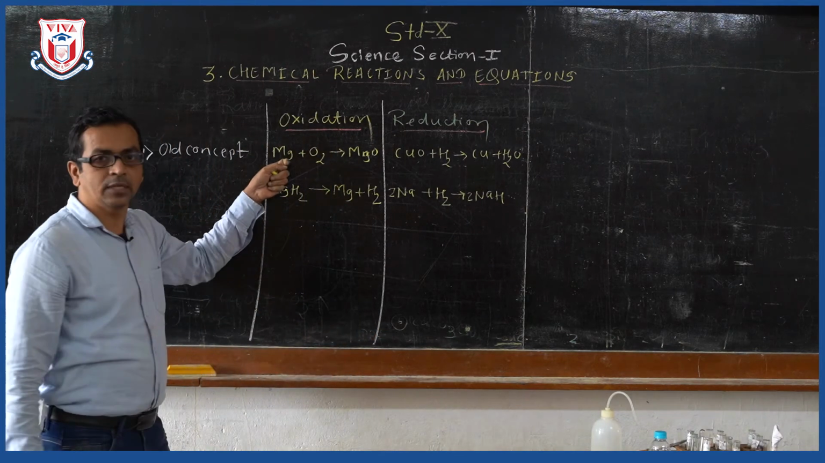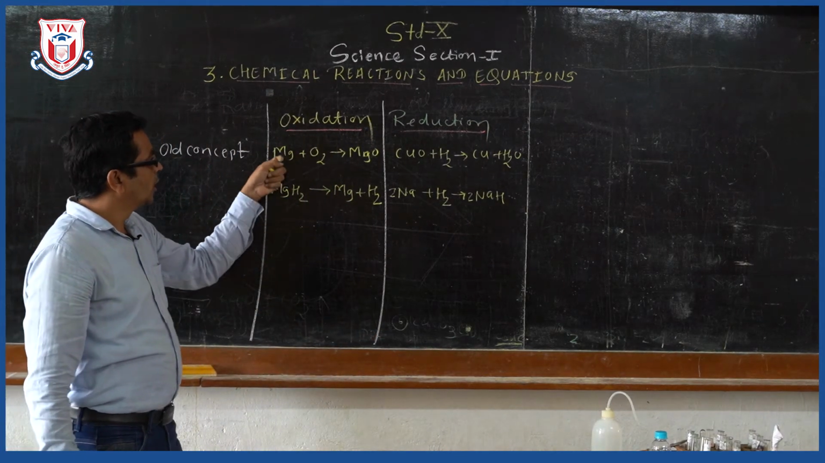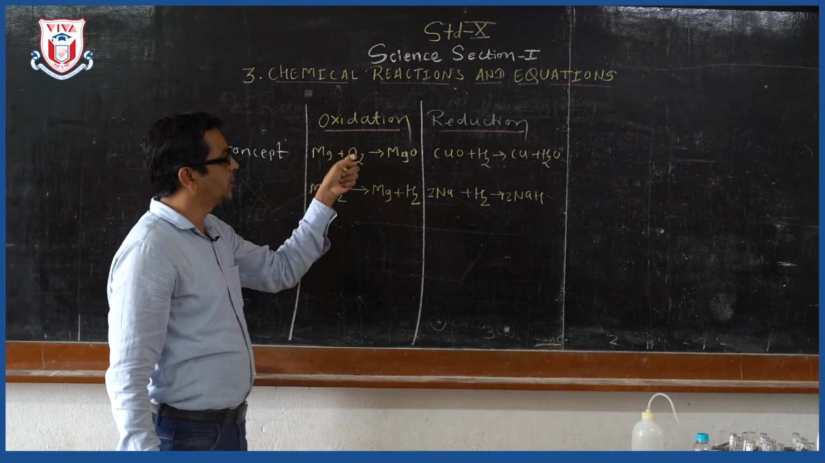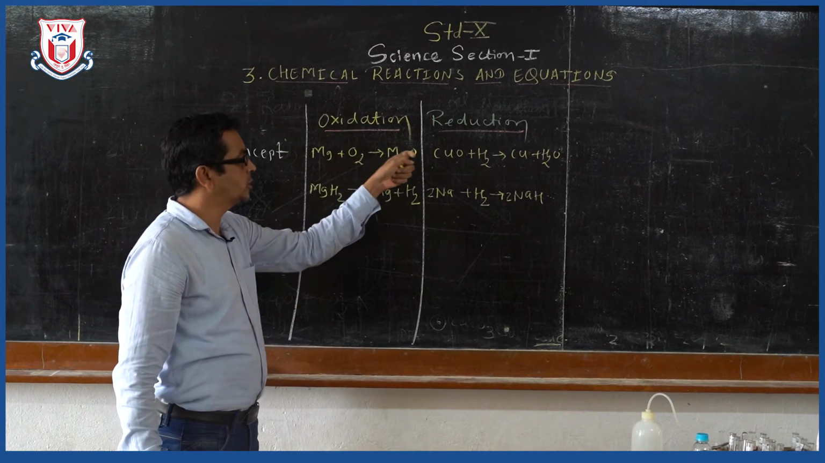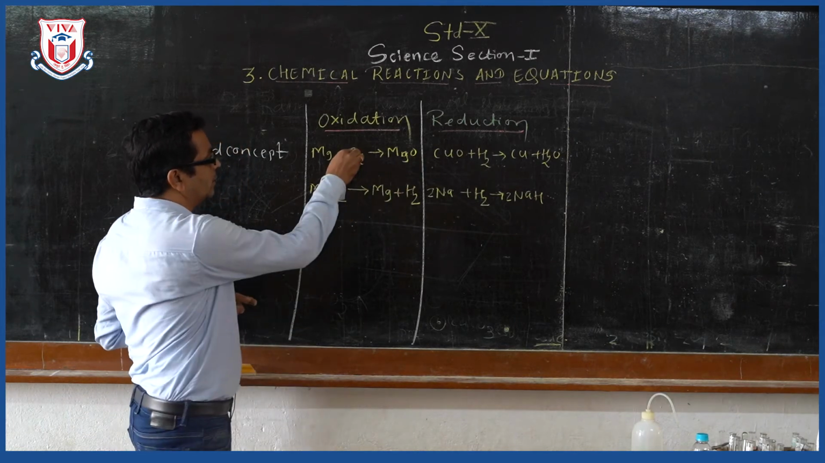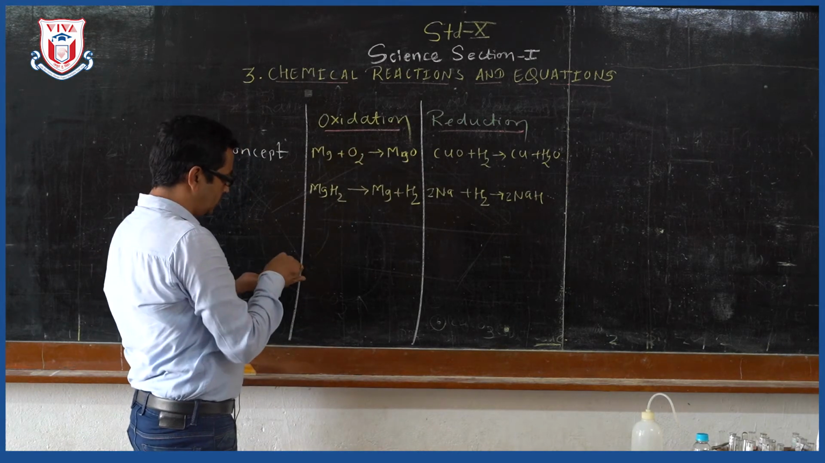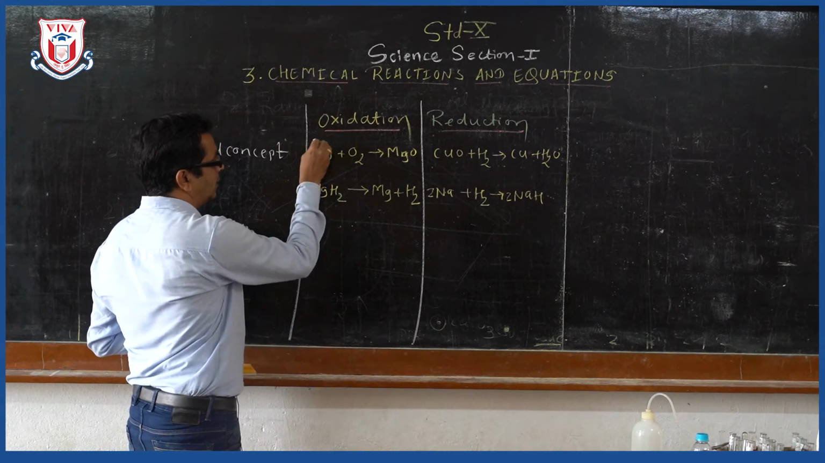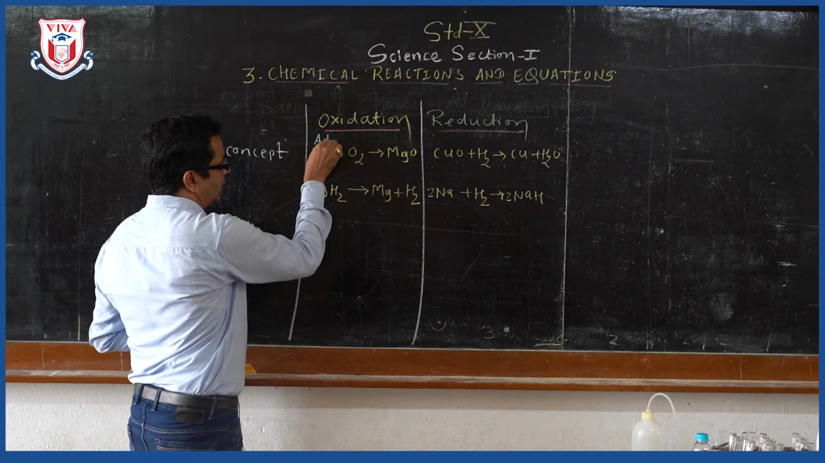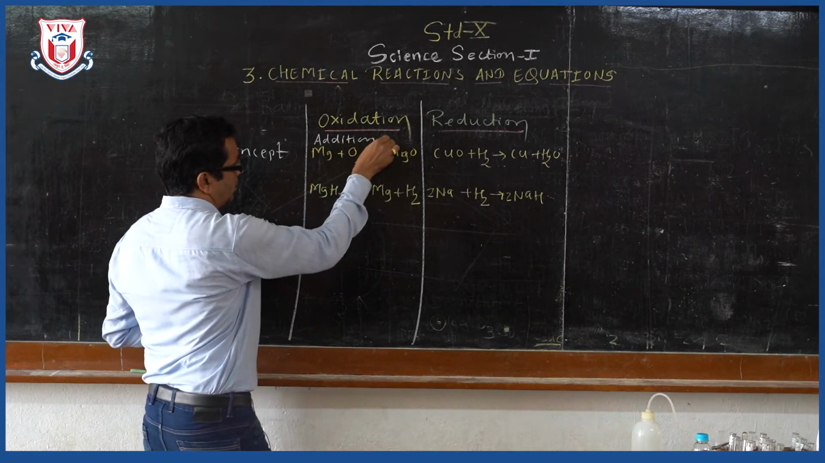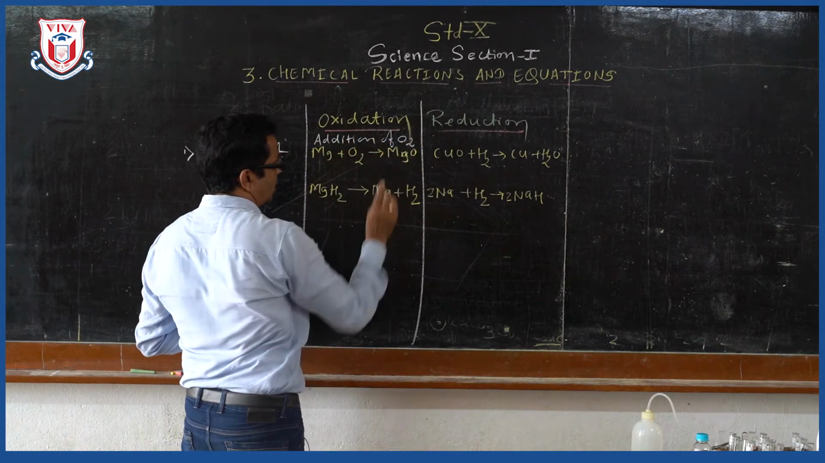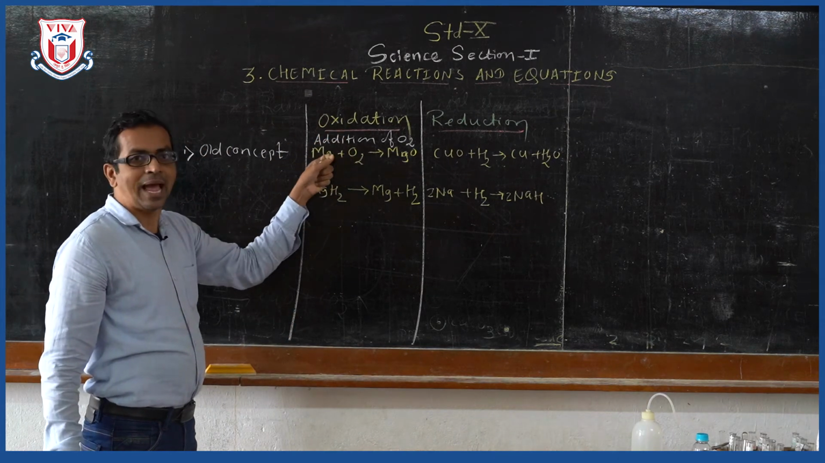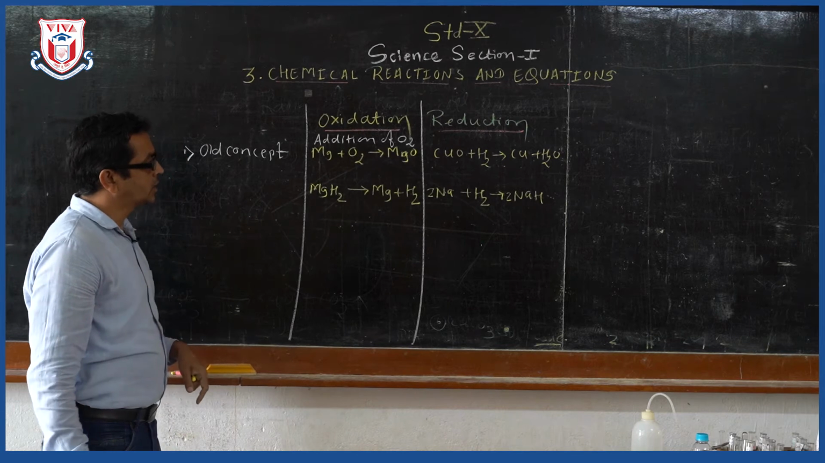Here you will observe in the first reaction, magnesium reacts with oxygen, or when magnesium ribbon is burned in air, you will get magnesium oxide. Since oxygen is added to the magnesium, this process is called oxidation. That is, the addition of oxygen is nothing but the process in which oxygen is added, called oxidation.